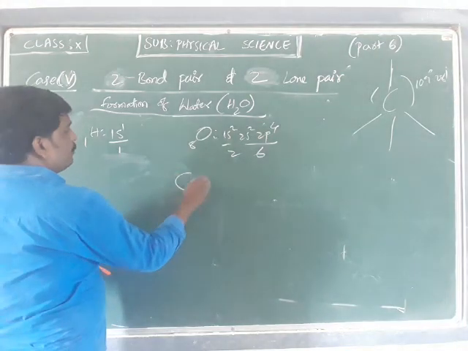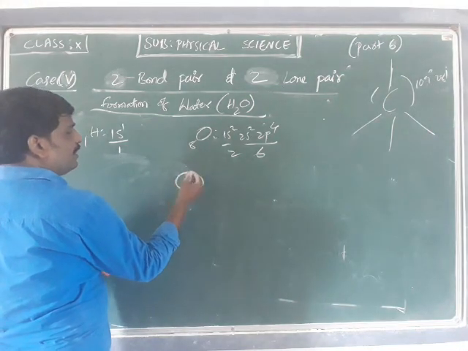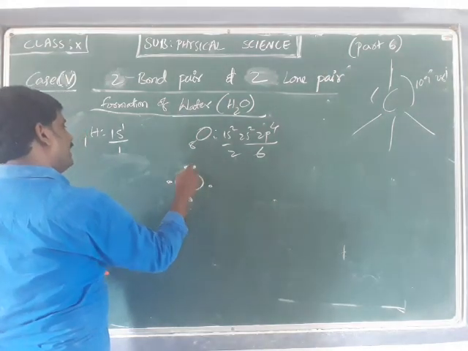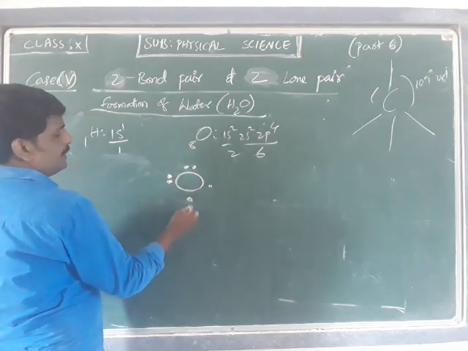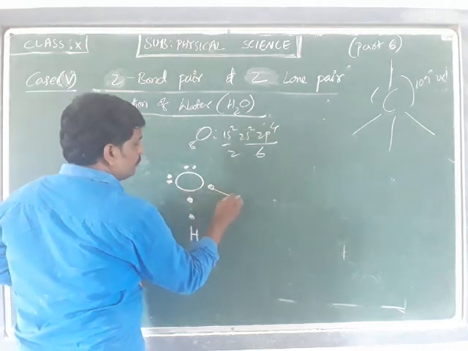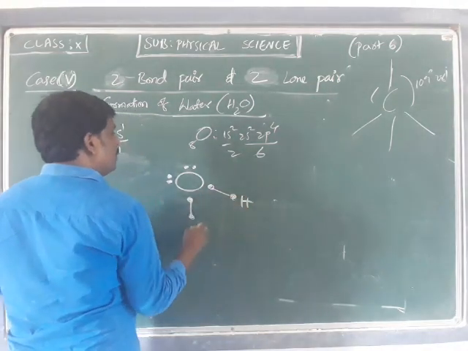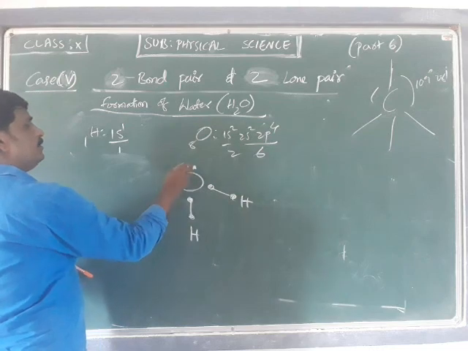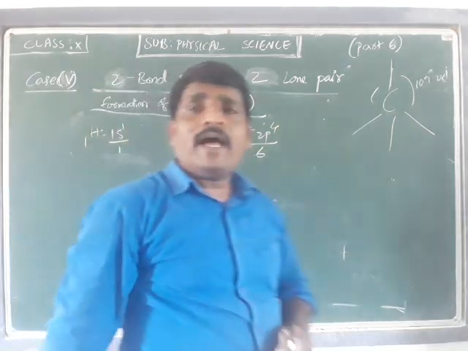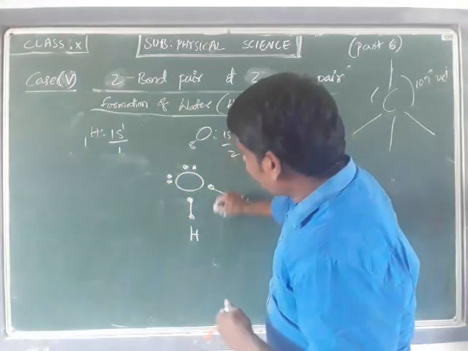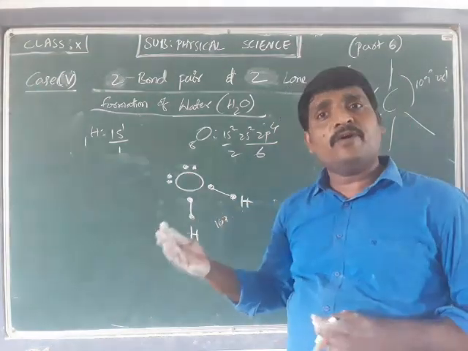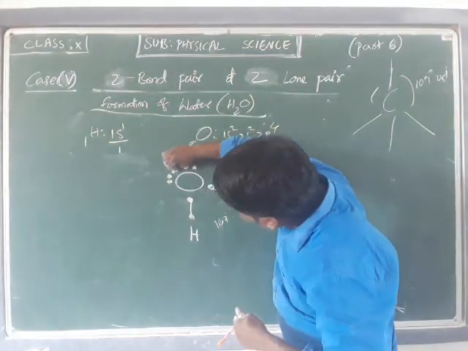So if you write the oxygen state, that is 1, 2, 3, 4, 5, 6, where this electron is going to bond with hydrogen, and this electron is going to bond with hydrogen. These are the two lone pairs. There are two lone pairs and two bond pairs. So as per this, again expected that 107 degrees 28 minutes, as in ammonia.